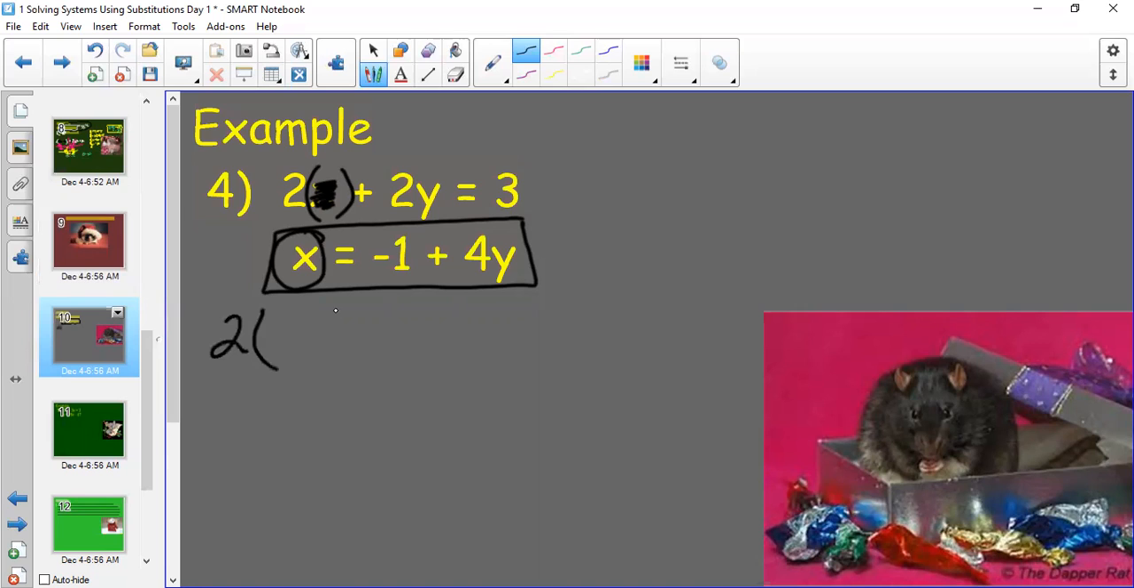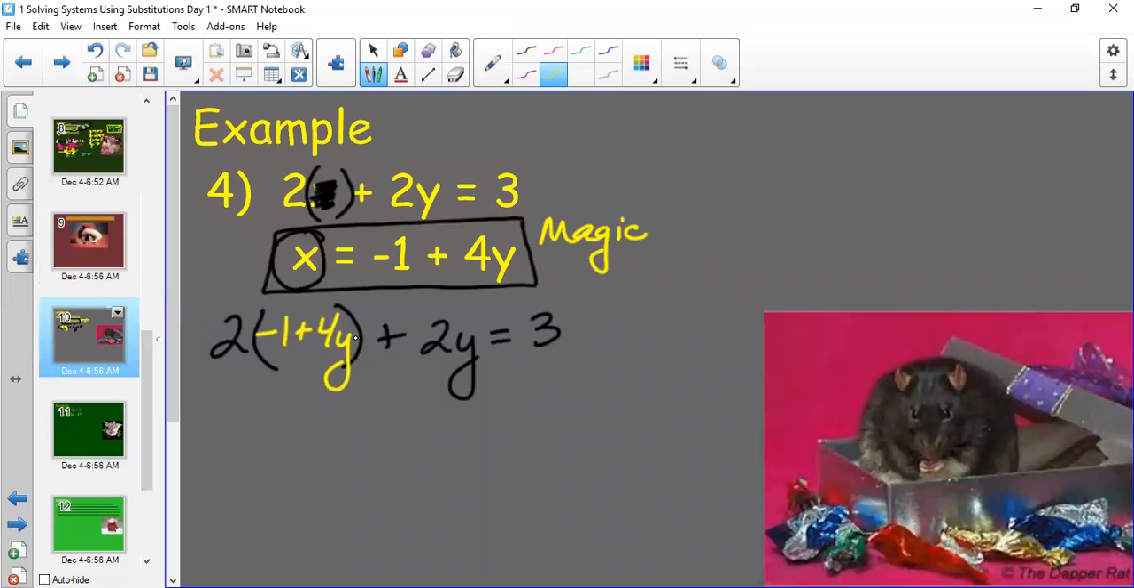So 2 parentheses plus 2y equals 3. And in that parentheses, instead of the x that was there, I'm going to plug in what x equals from my magic equation. So x was negative 1 plus 4y. The parentheses are important because the first thing you're going to do when you see parentheses is that we have to distribute that 2. So to solve this, we'd get negative 2 plus 8y plus 2y equals 3. Combine my like terms. That would give us negative 2 plus 10y equals 3.